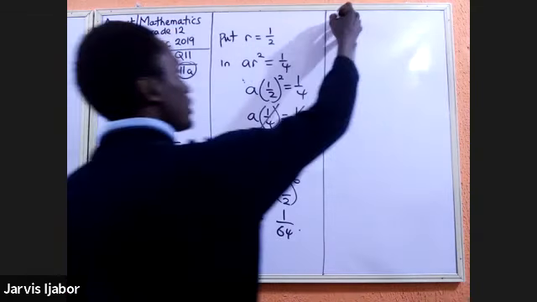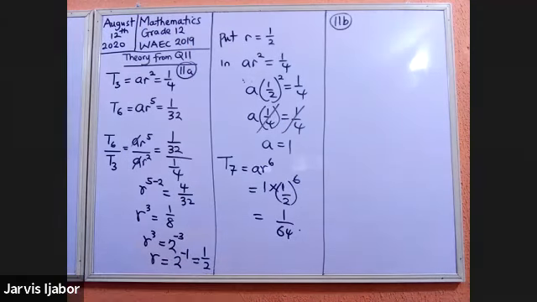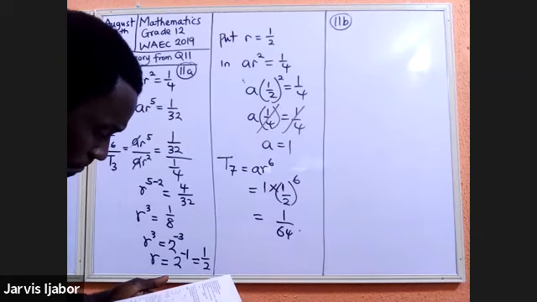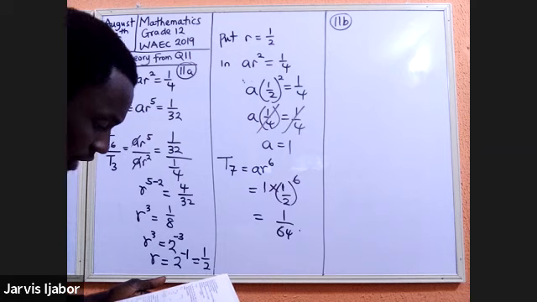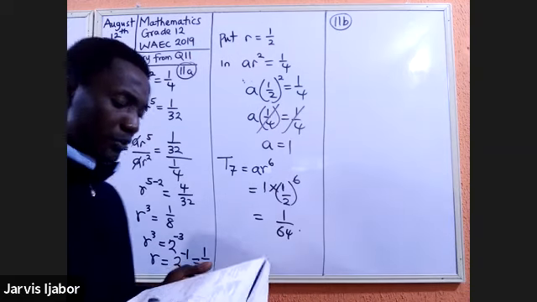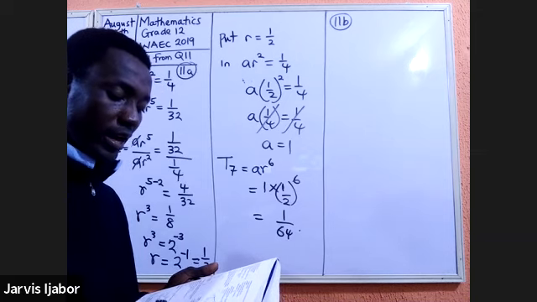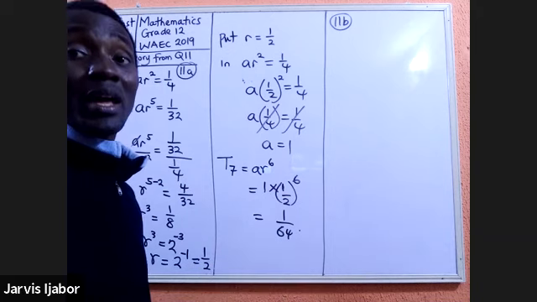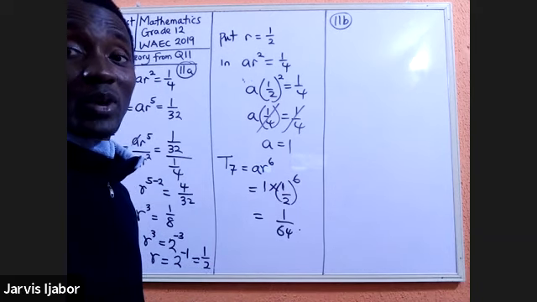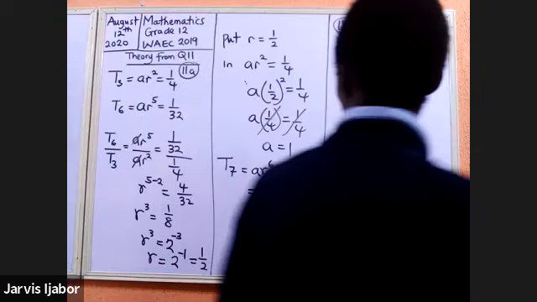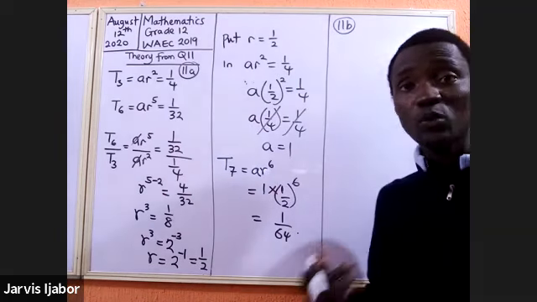Now, question 11B. Question 11B says, given that 2 and minus 2 are the roots of the equation, find the value of A, B, and C. Now, there are different ways students solve this question, but I will solve it the way I think math students should solve this.